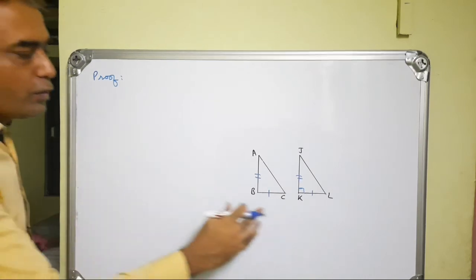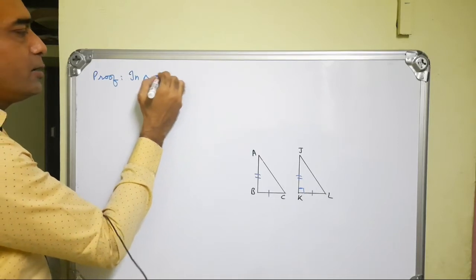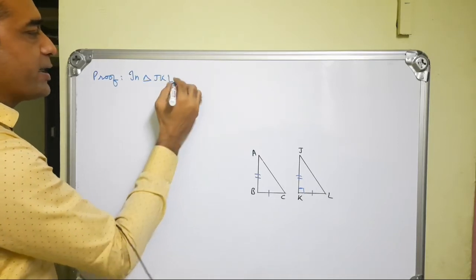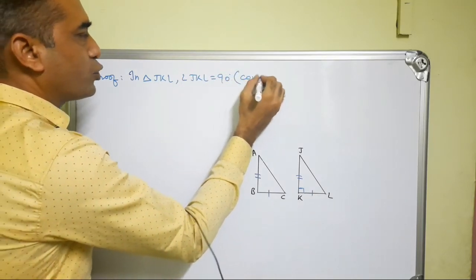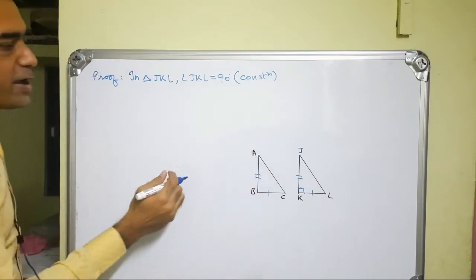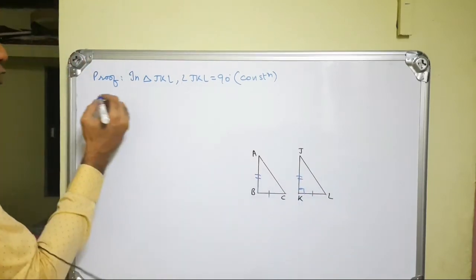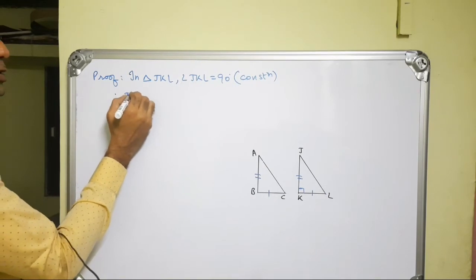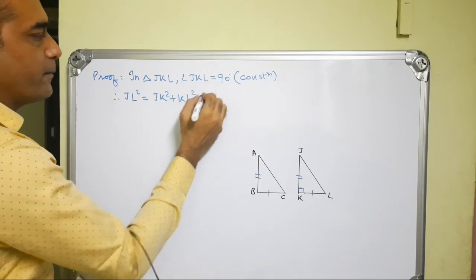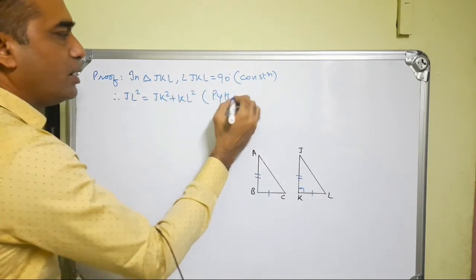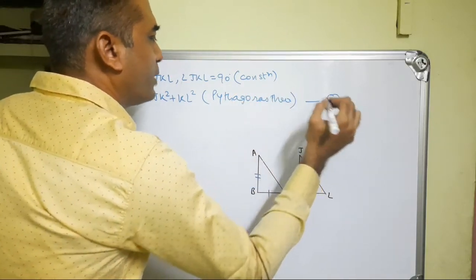Now we will write the proof in right angle triangle JKL. We may say in triangle JKL, angle JKL equals 90 degrees. This is due to construction, and therefore by Pythagoras theorem JL square equals JK square plus KL square. Let this be point number 1.